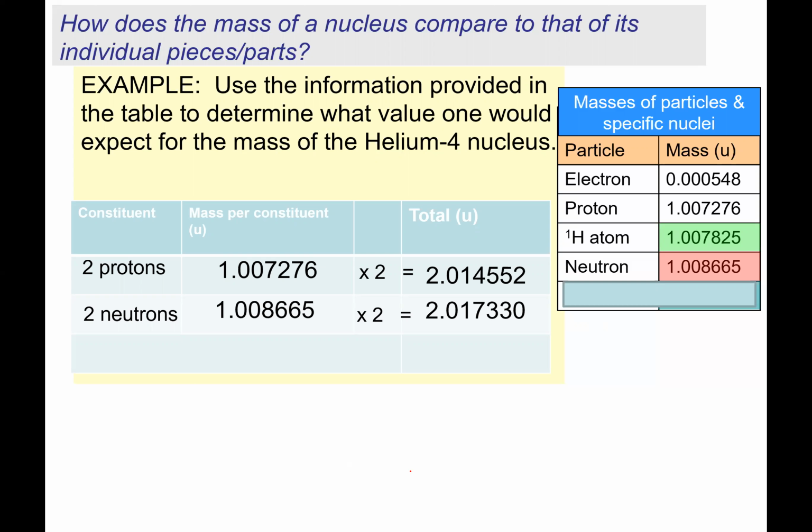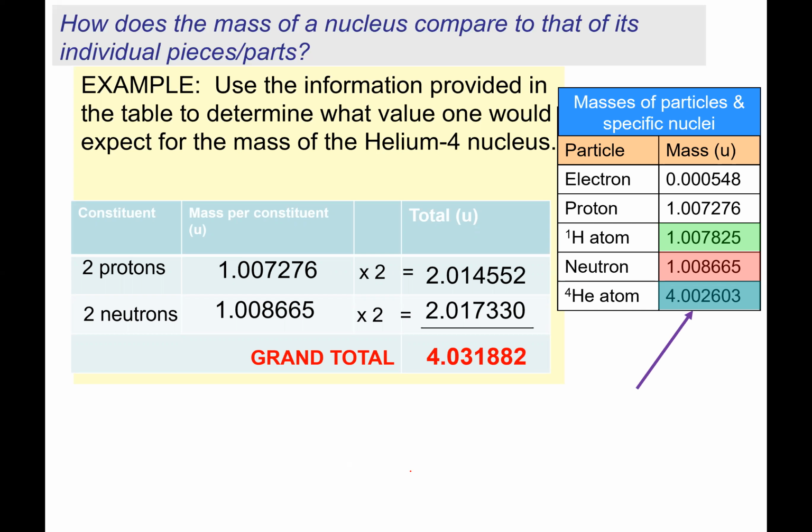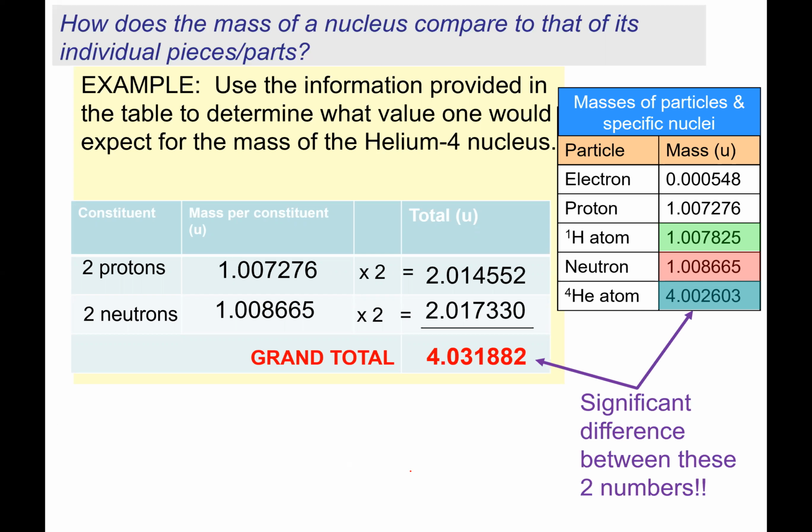Okay. And then when I add it up, I get a grand total that you can see is right there, a little over 4 atomic mass units. So one would expect if we precisely measured the mass of a helium-4 nucleus in a lab setting, that we would get this number, 4.031882 atomic mass units. Well, it turns out we don't. We do not get that number. We get this number over here. And notice these 2 numbers are not in agreement.